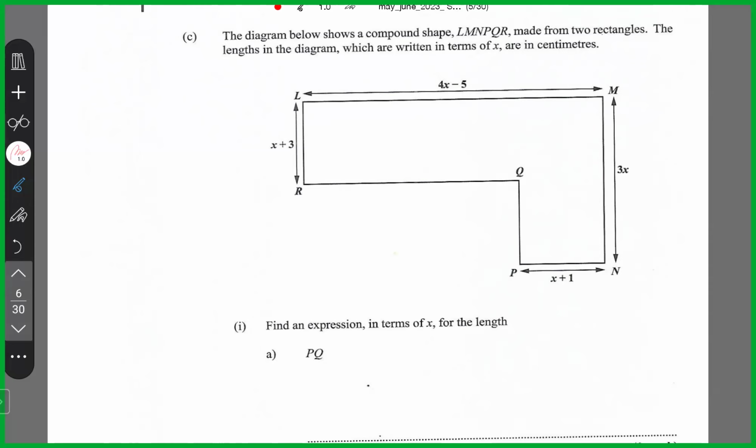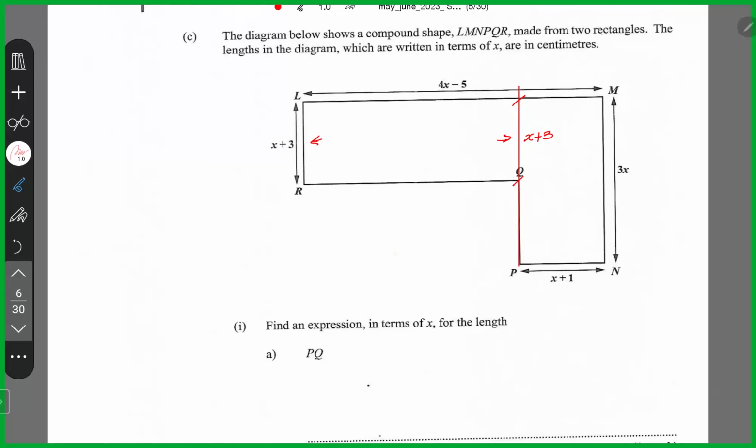All right, so how are we going to determine the length of PQ? Well, we're going to use this fact. From P all the way up to the top of this compound shape, that length is 3x. Now, from Q to the top is x plus 3. How do we know? On the left-hand side, this side is x plus 3, so over here must also be x plus 3. But from P to the top is 3x.